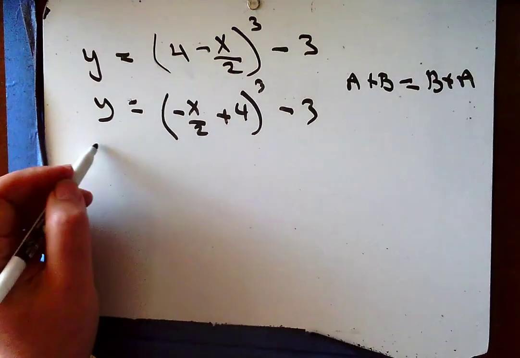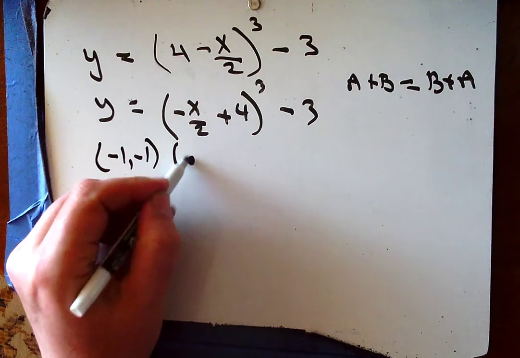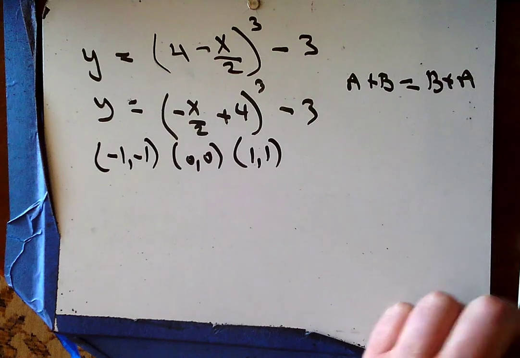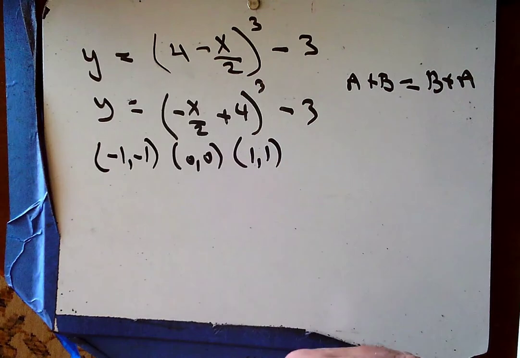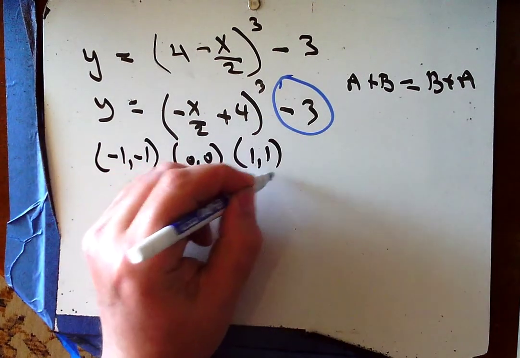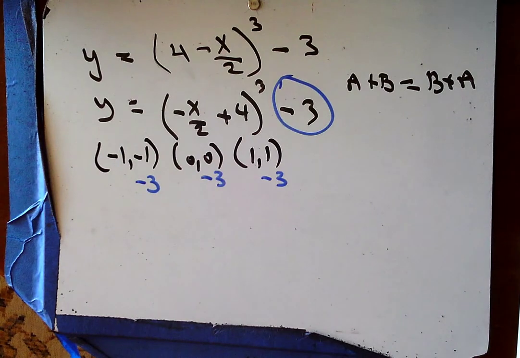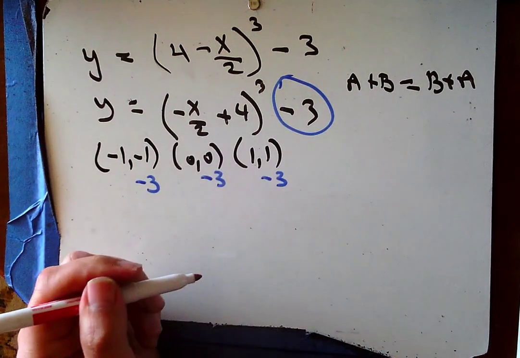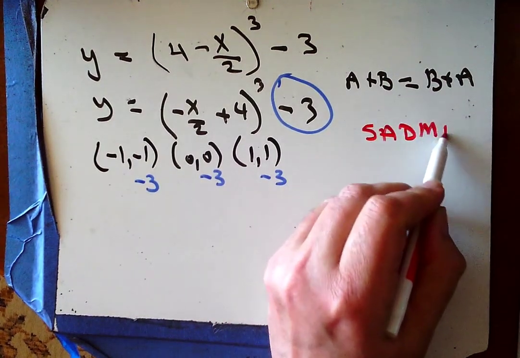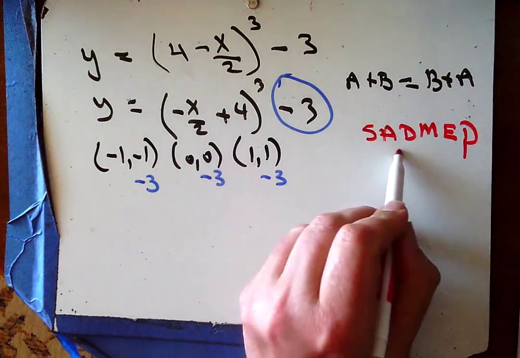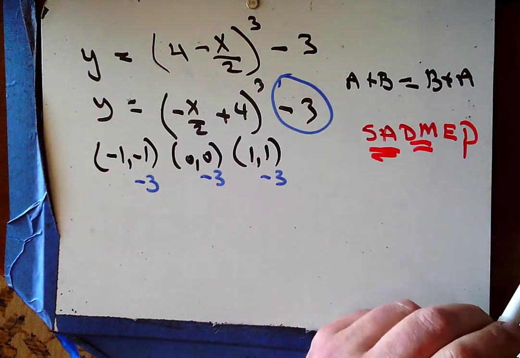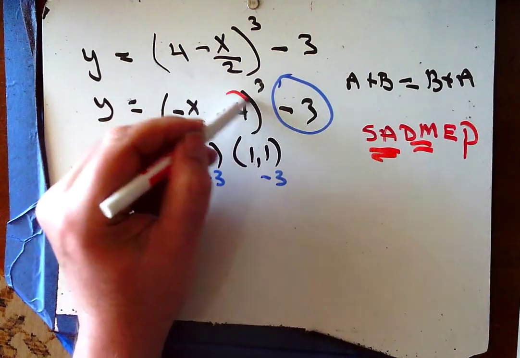I'm starting with the reference points, negative 1, negative 1; 0, 0; 1, 1. And I'm going to apply my 1 y transformation. That's going to shift the graph down 3, so I have to subtract 3 from all the y's. I've got 2 x transformations here that I need to take care of. Remember, inside is opposite land, so we don't follow PEMDAS, we follow SADMET, which means I need to take care of any subtraction and addition before I take care of any multiplication or division. So that means I need to do this first.